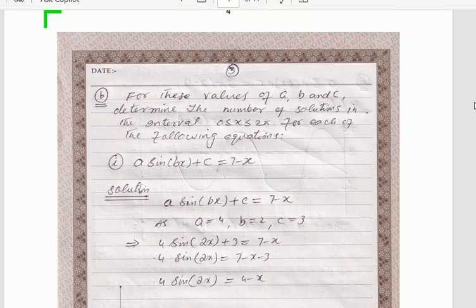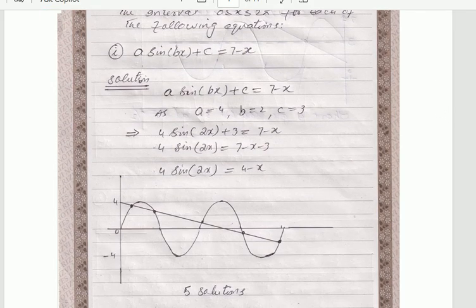Now, for part B, for the values of a, b, and c, determine the number of solutions in the interval 0 < x ≤ 2π for each of the following equations. a sin bx + c = 7 − x. By putting the values of a, b, and c, we get 4 sin 2x + 3 = 7 − x. We know that the sine graph has 2 cycles. So when we draw the graph of 7 − x, our linear line cuts the graph of the sine curve at 5 positions. So it will have 5 solutions.